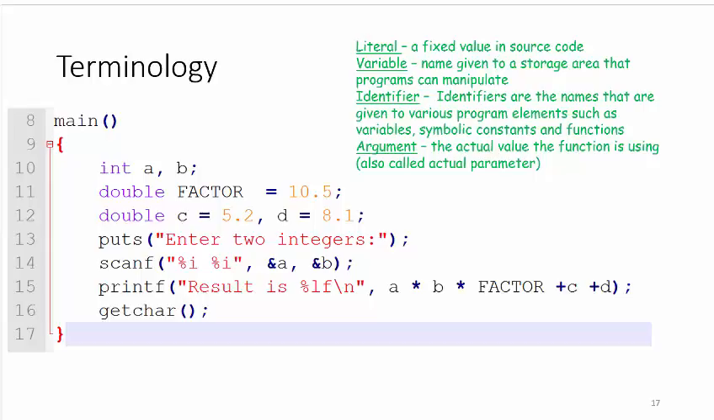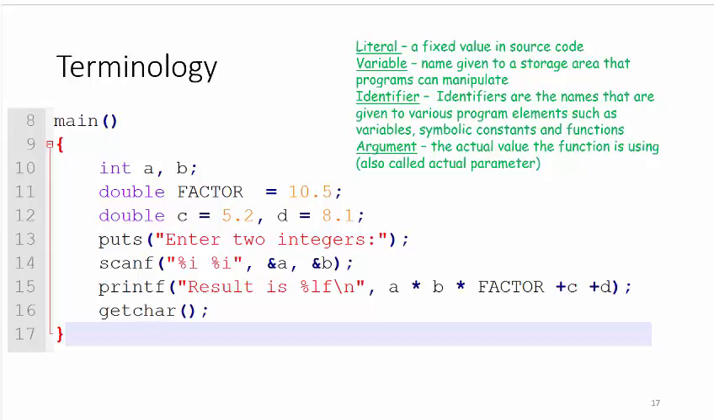Okay. Well, no matter. So the identifiers are the names that are given to various program elements, such as variables. So A and B are both identifiers. Factor is an identifier. C and D are identifiers. I don't see any other identifiers in here. In this case, they were names given to variables that we had declared and a constant called factor. We didn't declare any functions, but functions can also have an identifier. When you start writing your own functions, they'll have an identifier.